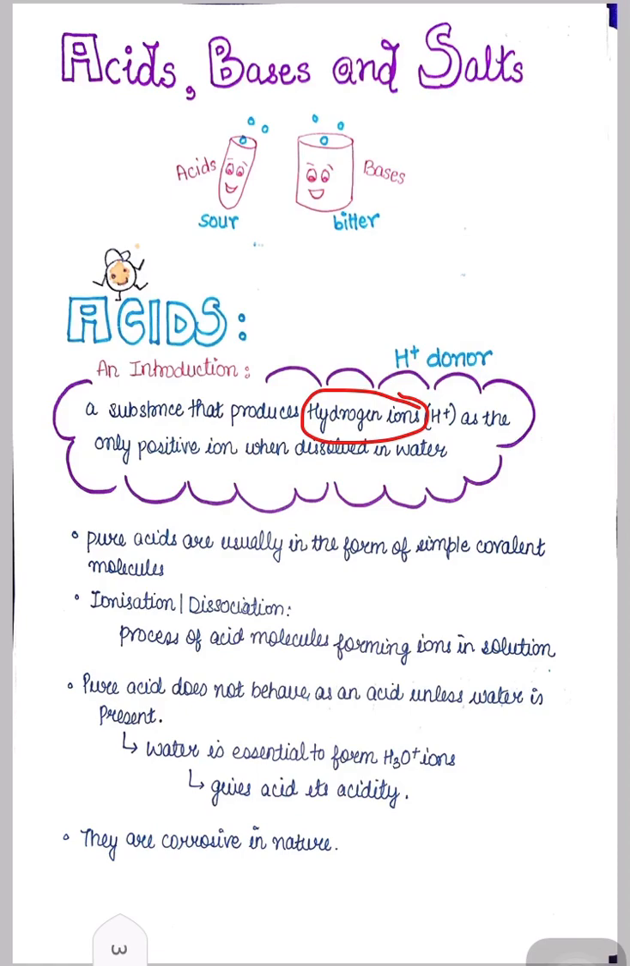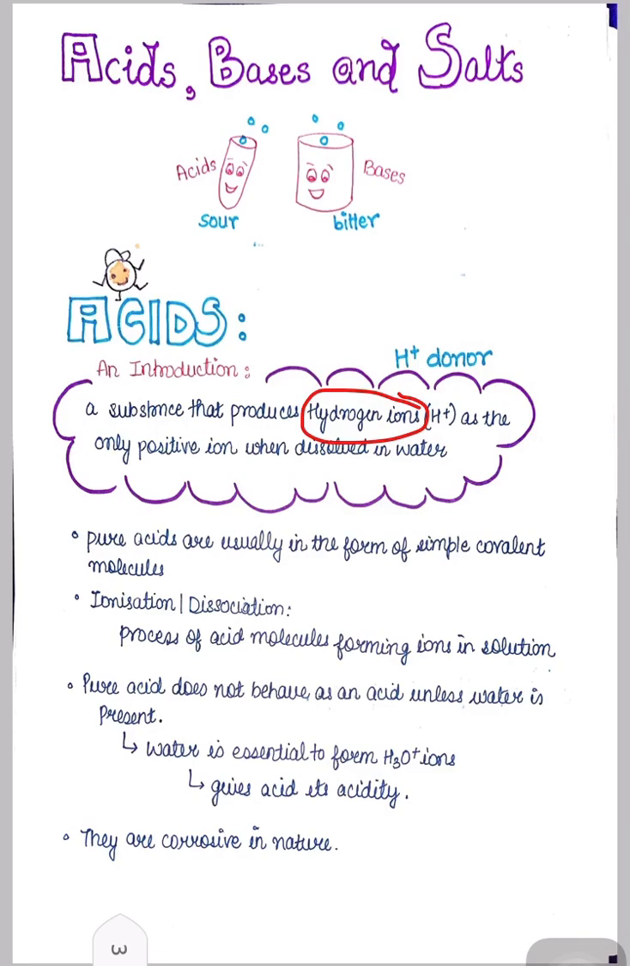Pure acids are usually in the form of simple covalent molecules. All the pure acids are present as covalent molecules, and they do not behave as an acid unless water is present. So water is required for its acidic nature, because in the presence of water, the acid will ionize or dissociate into ions. Otherwise it will not dissociate.